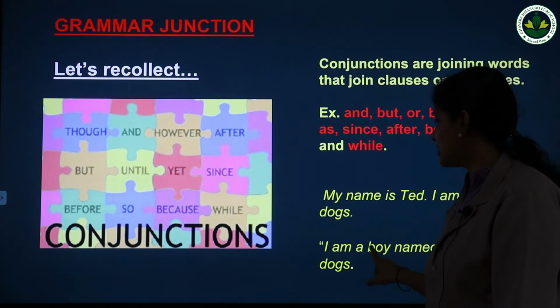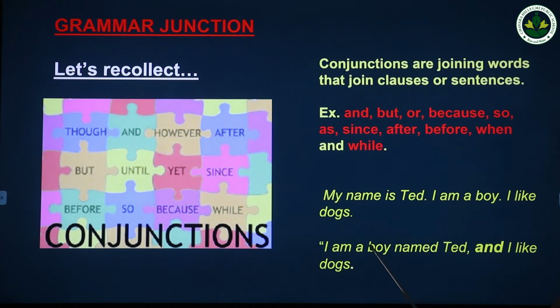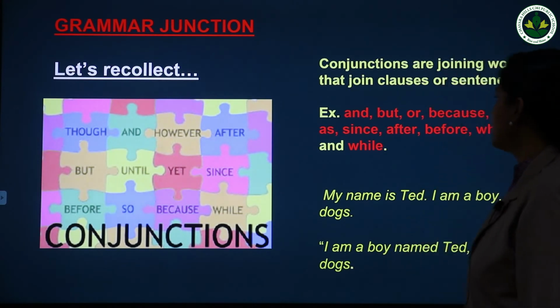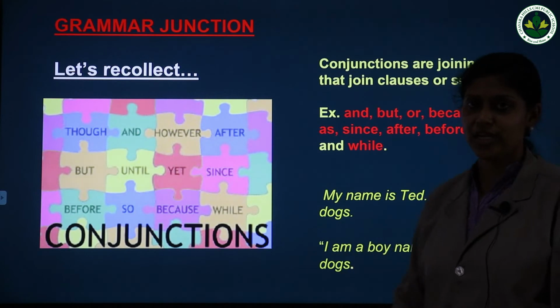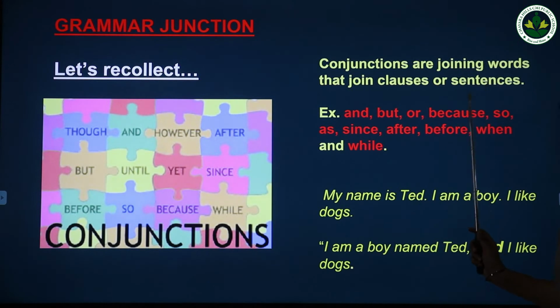Look at the second part. Here you can see the shortened version of the first part. Let me read it. I am a boy named Ted and I like dogs. Here these three sentences are joined together and formed one sentence. Here and is used to join all these sentences. So conjunctions are joining words that join clauses or sentences.